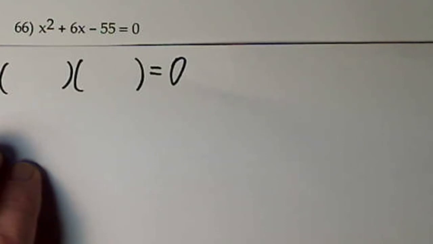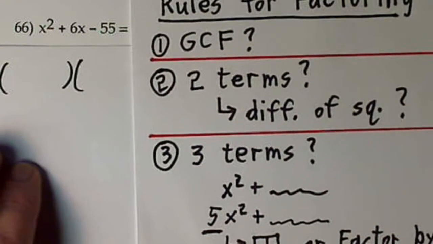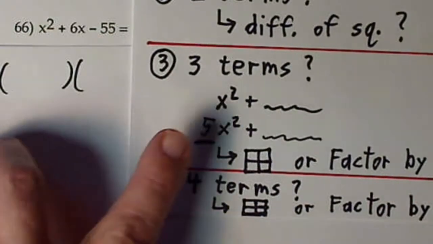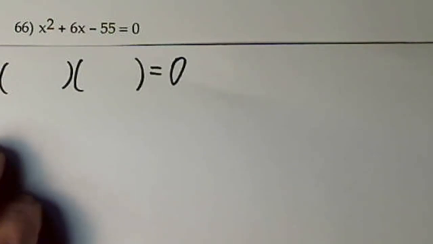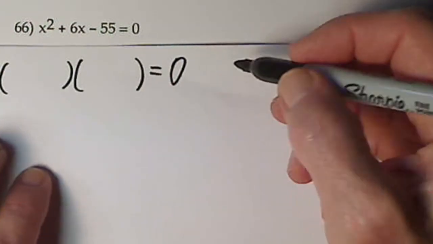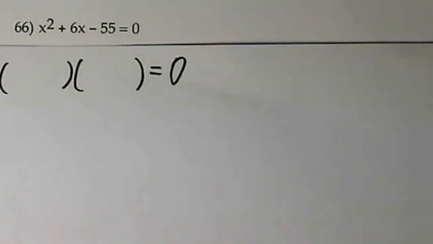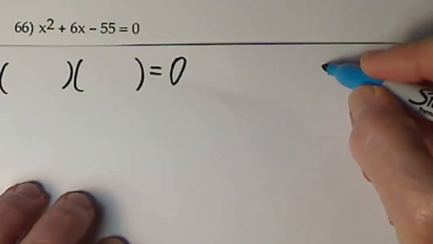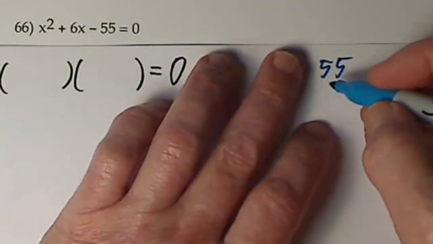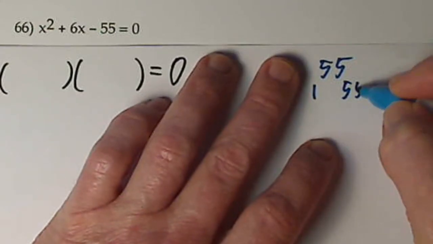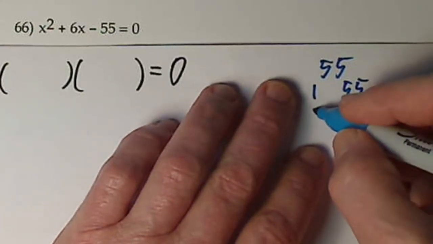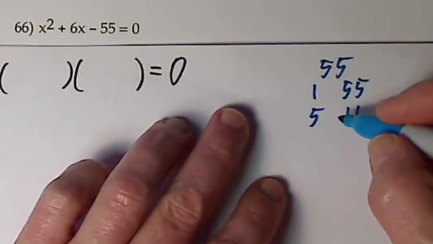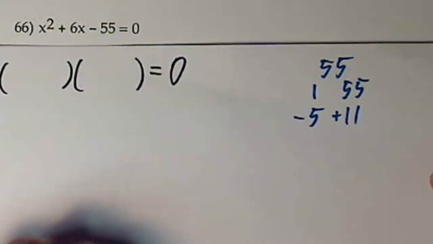Okay, so going down our list, GCF, nope. 2 terms, nope. 3 terms, yes, and nothing in front of the first term. So you just grab your 55 and list all the factors. Maybe I'll do that way over here. So 55, list all the factors. 1 and 55, 5 and 11. We're looking for a difference of positive 6. So if we had positive 11, negative 5, we would get there.